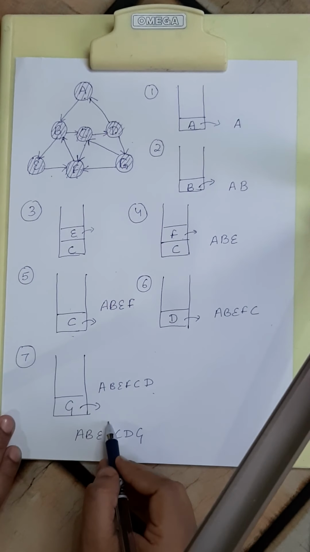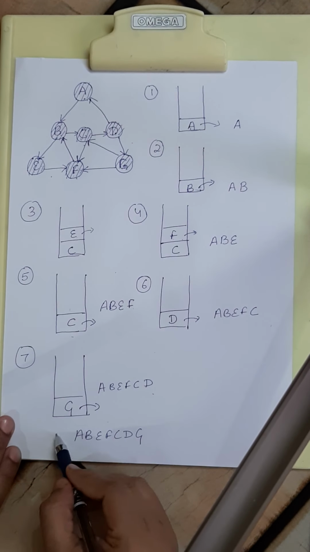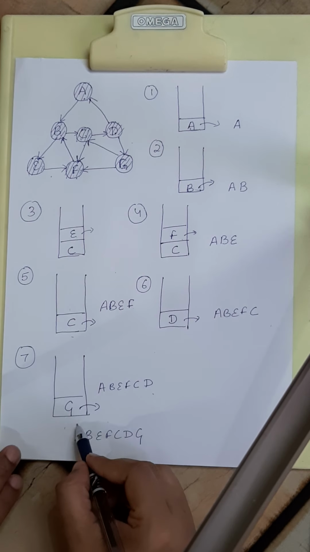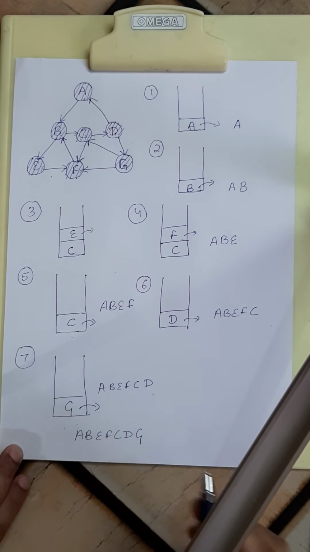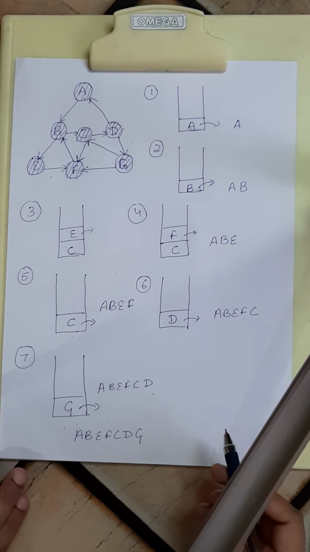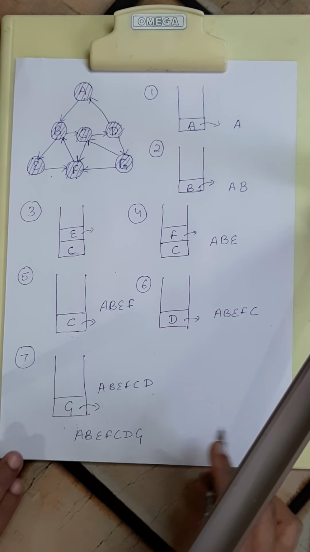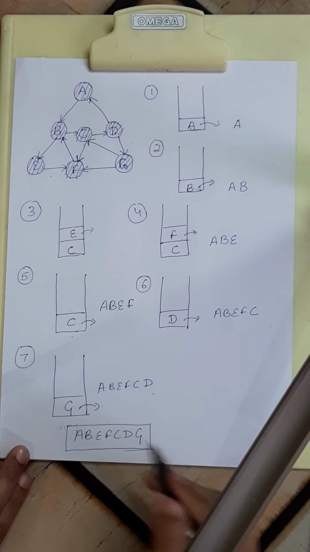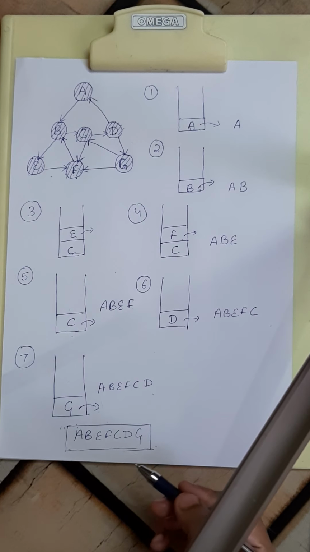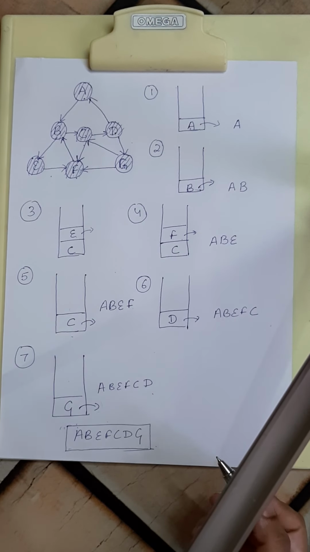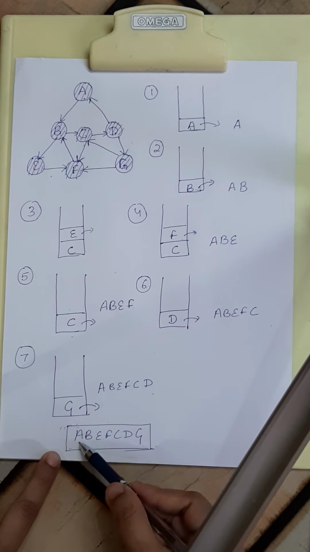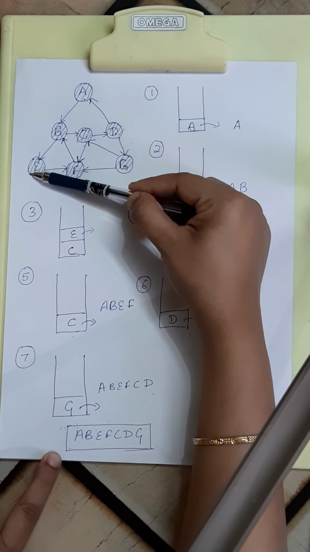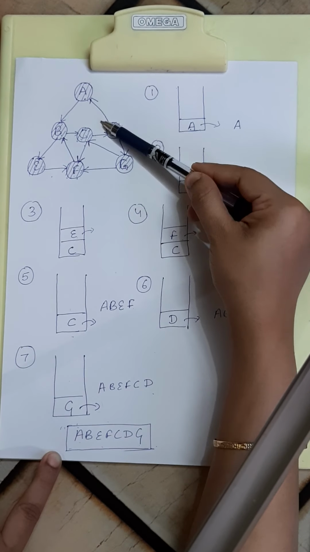So when you delete G, again you are not having any more elements present in the stack. So when you delete G, your stack will become empty. When your stack becomes empty, you have to stop this procedure, and whatever traversal you've got will be your answer. So this is the order in which you are going to traverse your graph. First of all, A will be traversed, then B, then E, then F, then C, D and G.